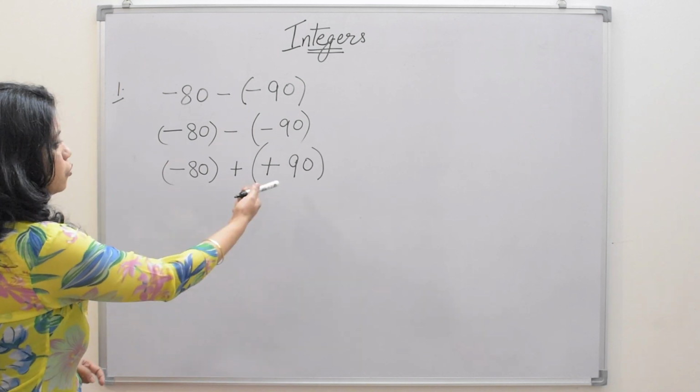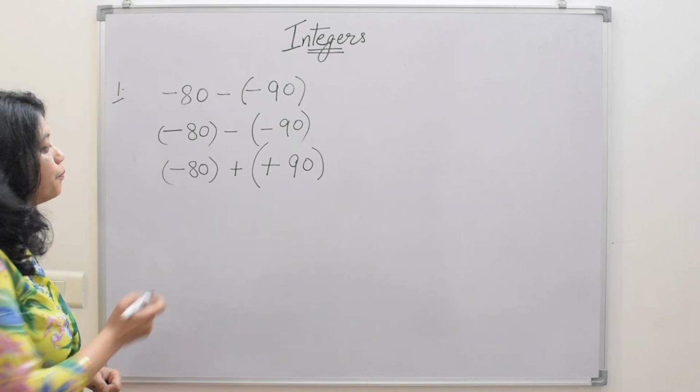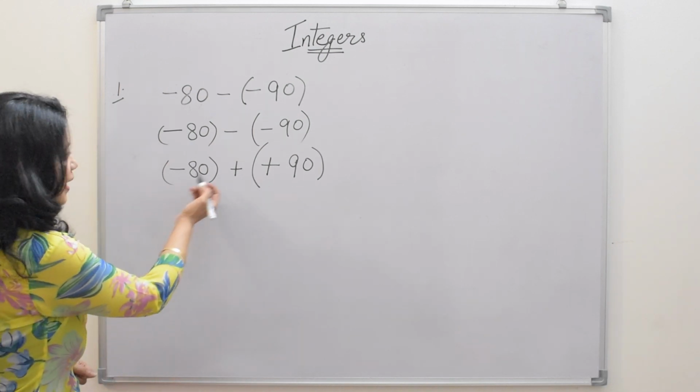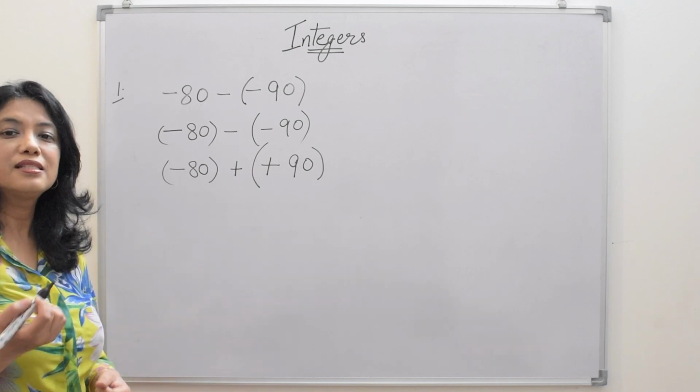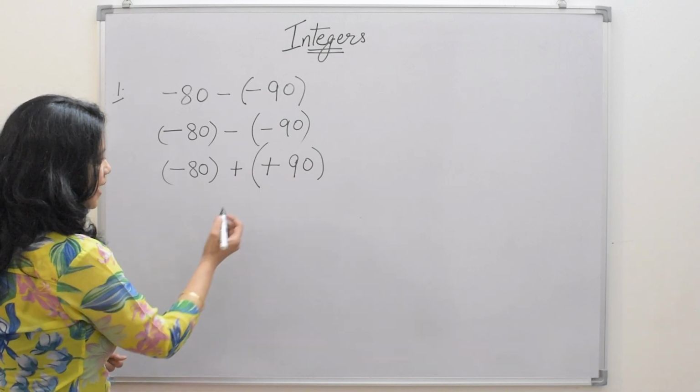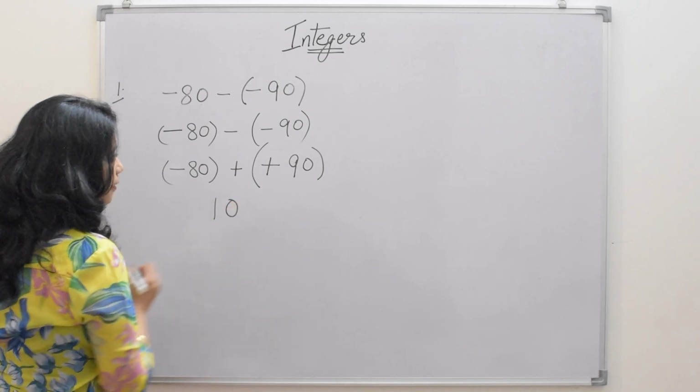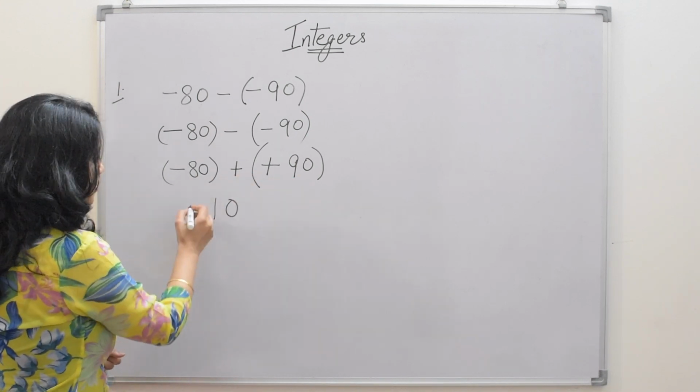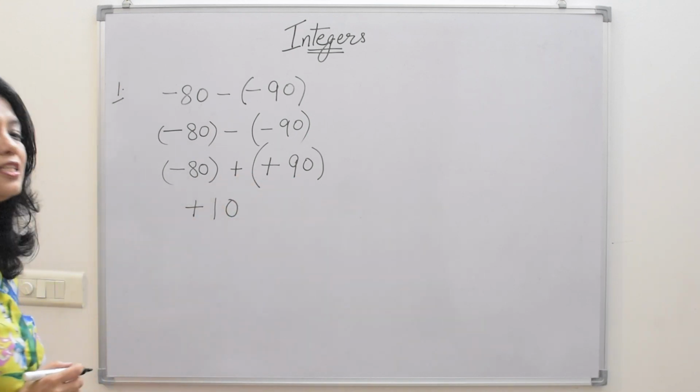Now see, these two numbers are different: one is negative, one is positive. So we will subtract them. When we subtract these numbers, we get 10. And sign of the bigger number means plus. So our answer is +10.